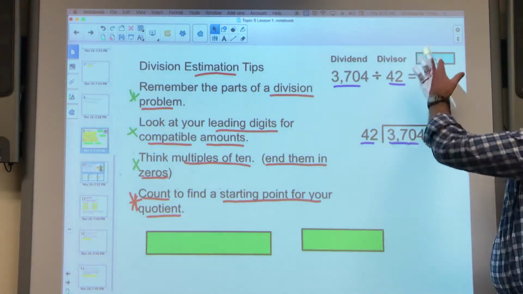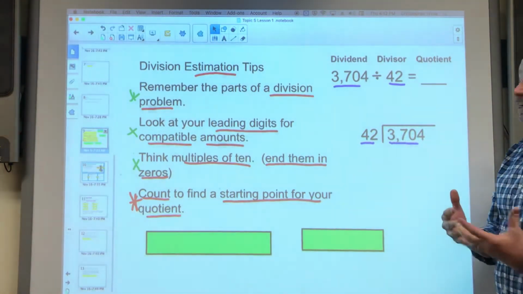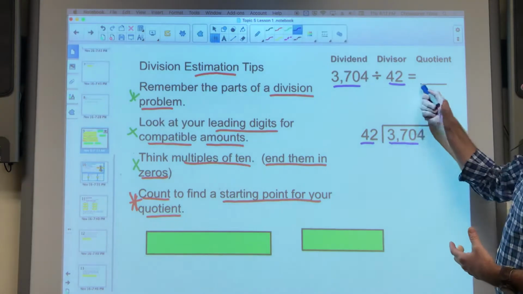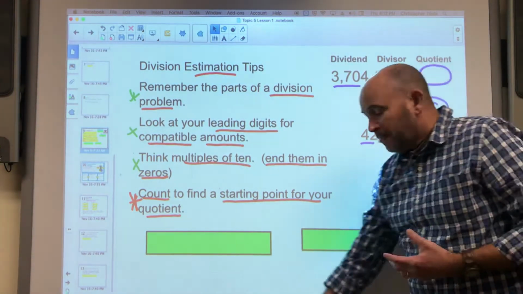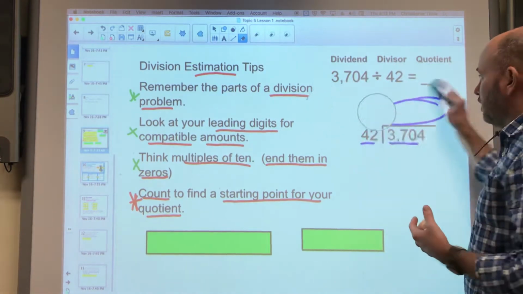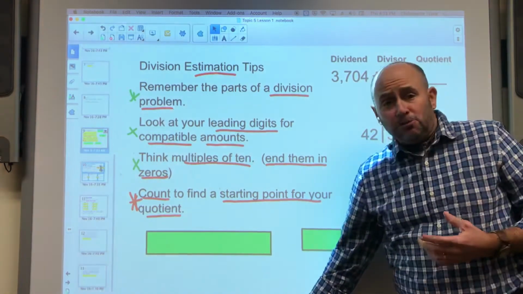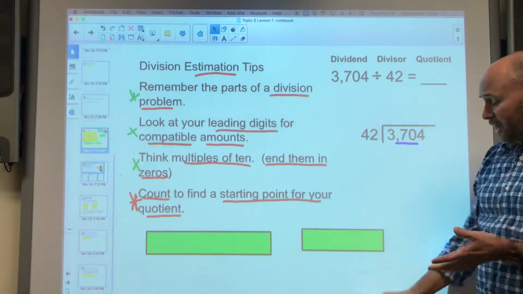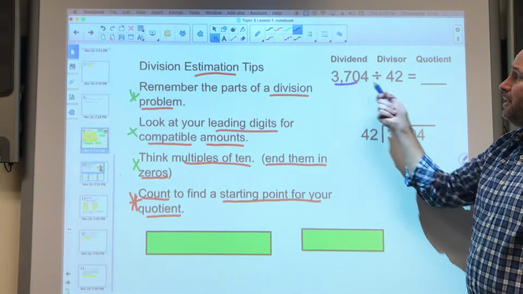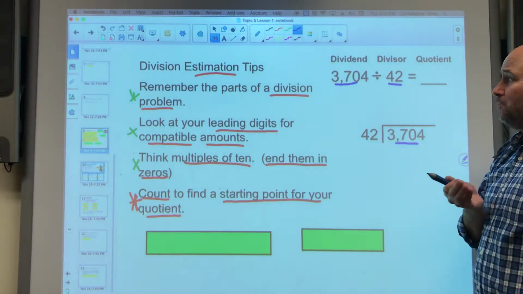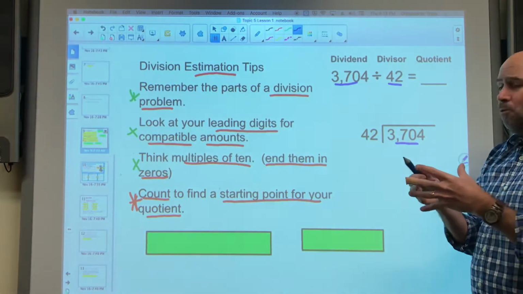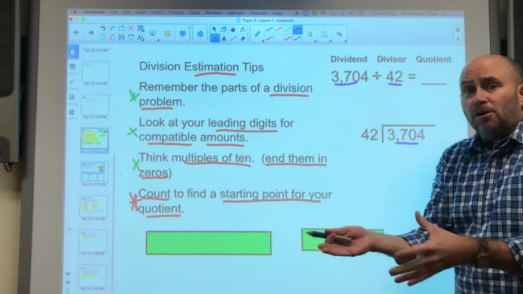The answer we get, whether estimated or exact, is the quotient. So those are the parts. Now, let's get to the nitty-gritty of the actual division. In this case, we want to estimate an answer for this division problem. A good thing to do is to ask, how many digits do we have in our quotient?